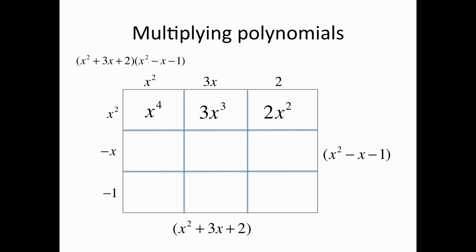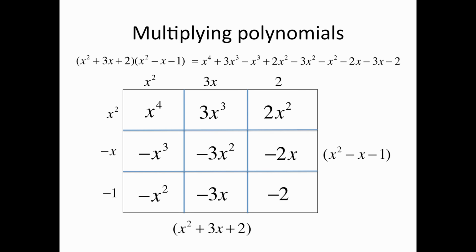On the second line, we will multiply negative x times x squared. That will give you negative x cubed. Negative x times 3x is negative 3x squared, and negative x times 2 is negative 2x. And then on the bottom line, we'll multiply by negative 1, and there's the result. And if we add all of the terms inside, this is what you get.